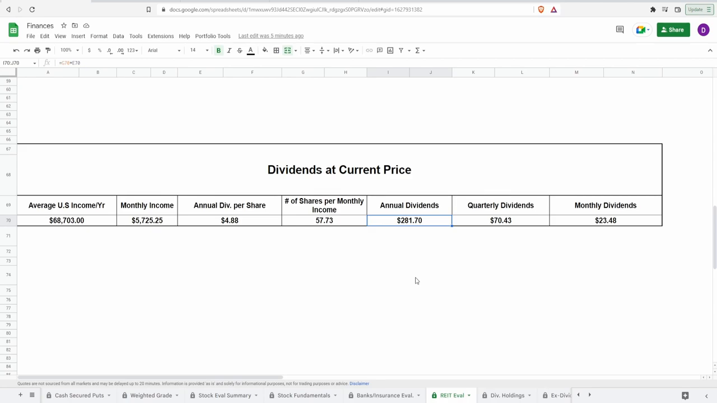$281.70 in annual dividends. Absolutely insane. Quarterly dividends of $70.43 and a monthly dividend of $23.48. That's looking really, really good, guys. Anything above 200 for $5,725 is looking amazing. Now I'm curious, if I were to put in $2,000, let's say you can only put in $2,000, guys, look at this. This would net you almost $100 in annual dividends.